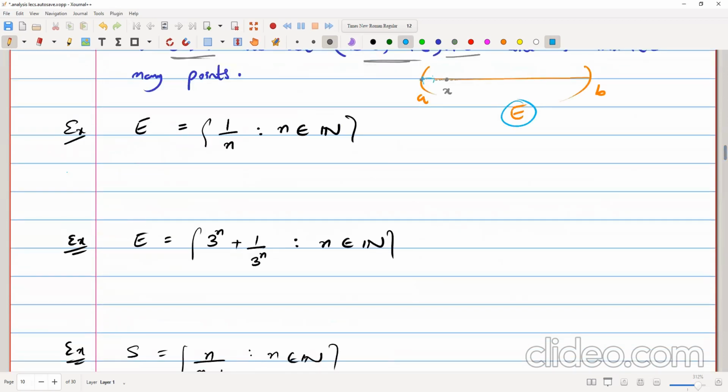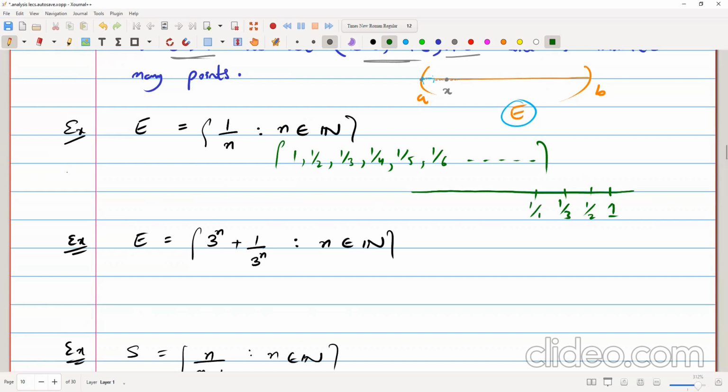For instance, we have a set 1 over n. Okay, we want to draw this set on the real line. So the elements of this set look like 1, 1 over 2, 1 over 3, 1 over 4, 1 over 5, 1 over 6, and so on. Let's draw it on the real line. So my 1 is in the set here. Then I'm moving back. It's decreasing, decreasing, decreasing, decreasing.